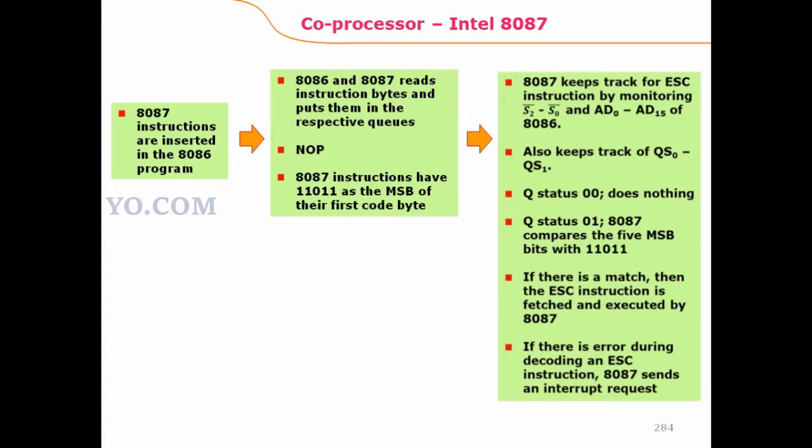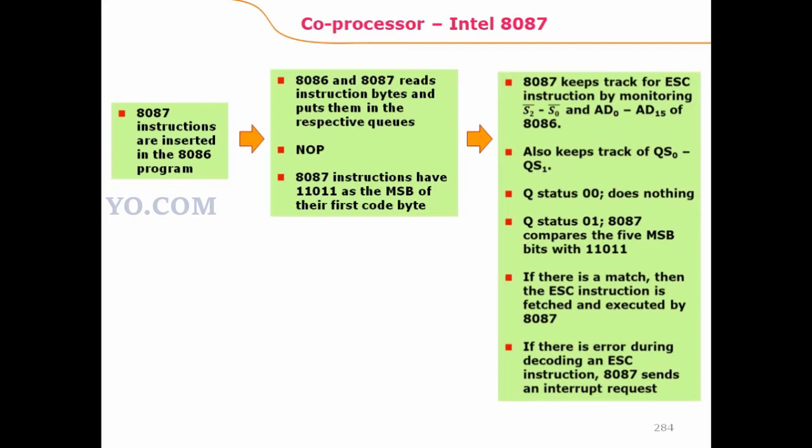Then 8087. Consider the escape instruction by monitoring the status and address data lines of 8086. It also keeps track of the Q status. If Q status is 00, it means this does nothing.